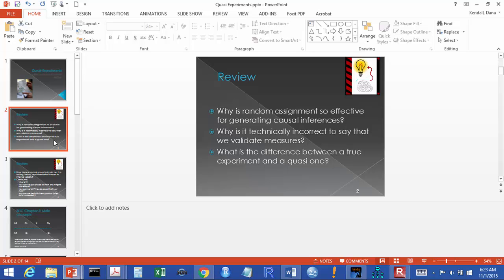What is the difference between a true experiment and a quasi? A true experiment always employs RA, and a quasi cannot employ RA for one reason or another. So people are assigned to groups either by convenience, volunteering, or some other method that does not employ chance alone.